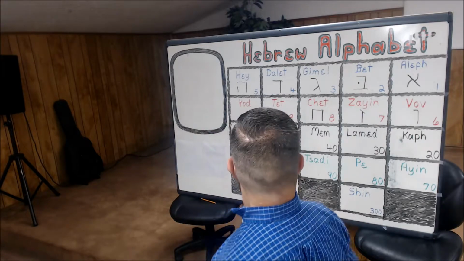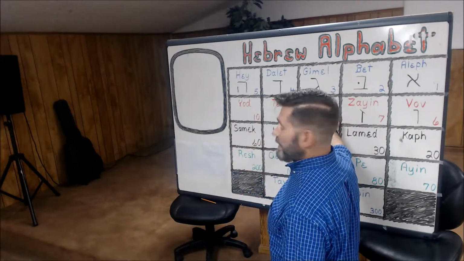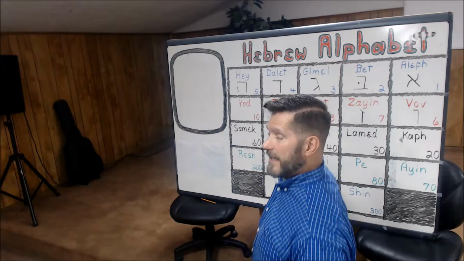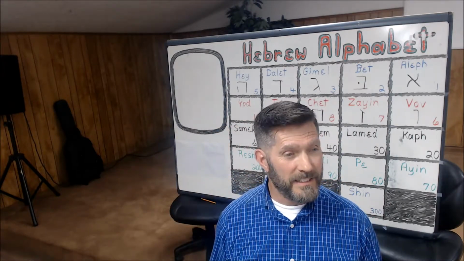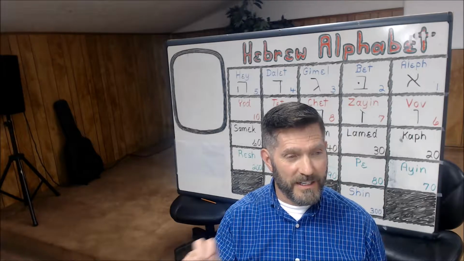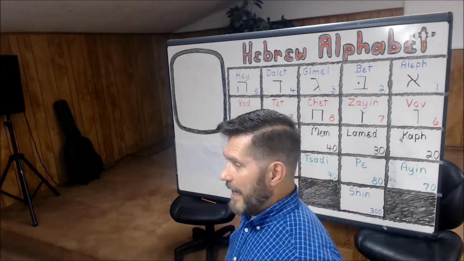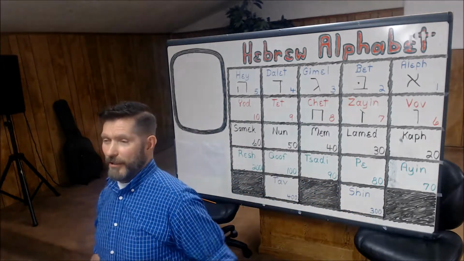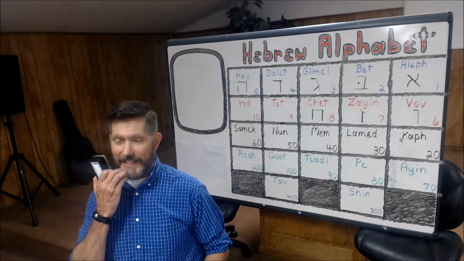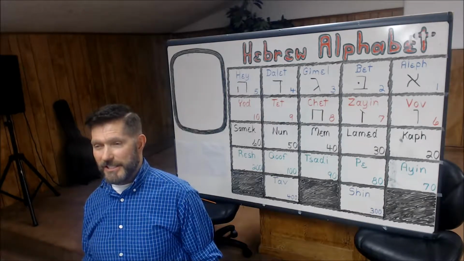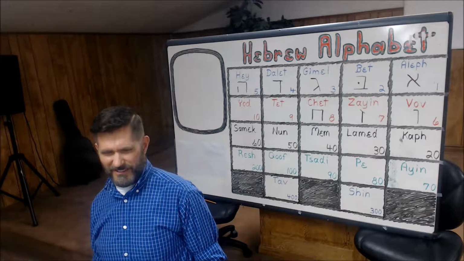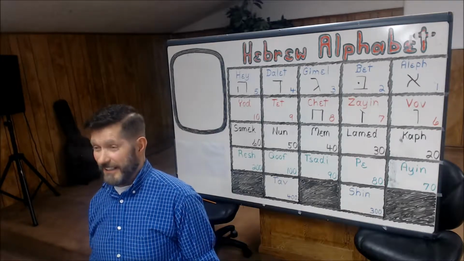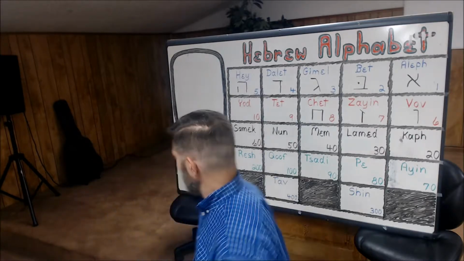How do you say this one here? Say it again. Het. Het. Put that little guttural thing in there. Het. If you're talking to someone that knows Hebrew and you say chet or het, they're going to go, what are you saying? It's het with a slight guttural sound.